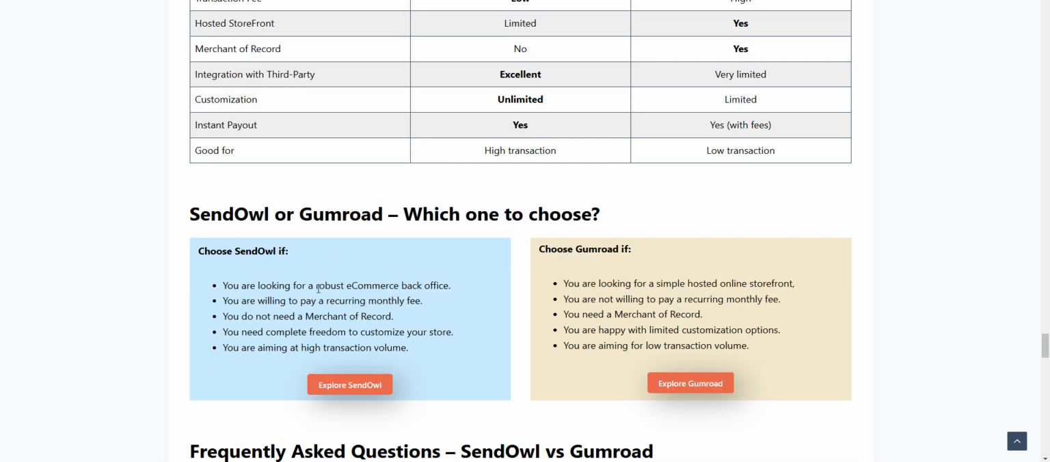If you are looking for a robust e-commerce back office, you need to pay a recurring monthly fee. You do not need a merchant of record. You need complete freedom to customize your store. You're aiming at high transaction volume, then Sendowl is the way to go.